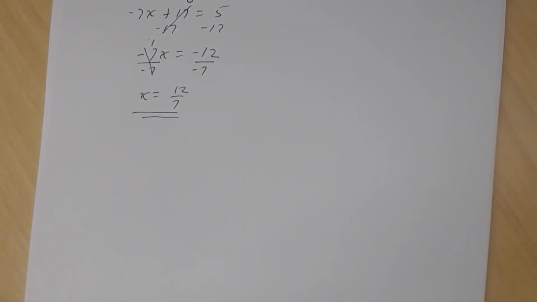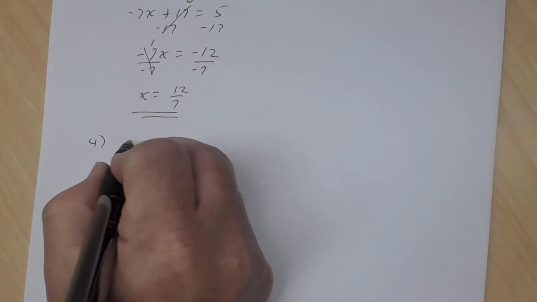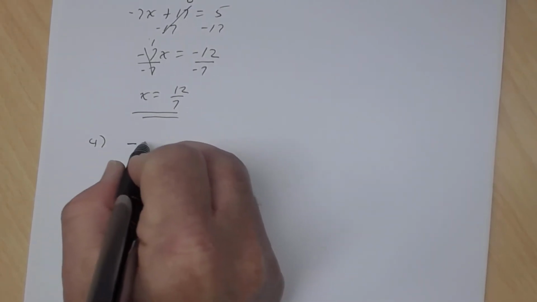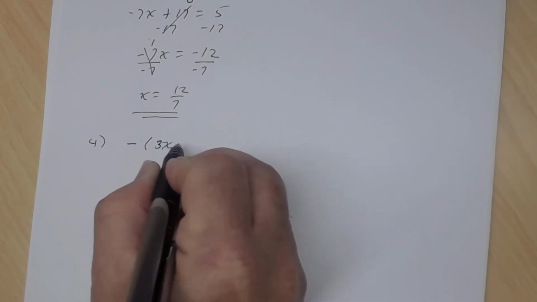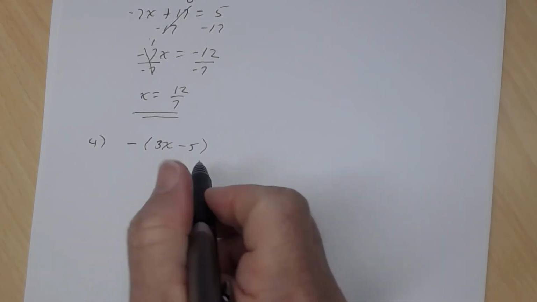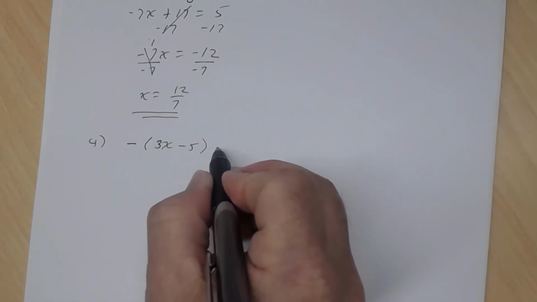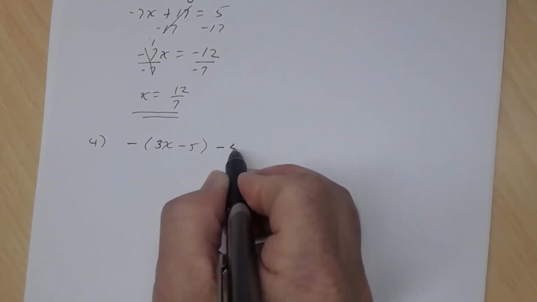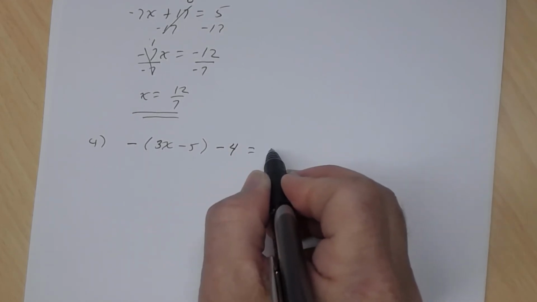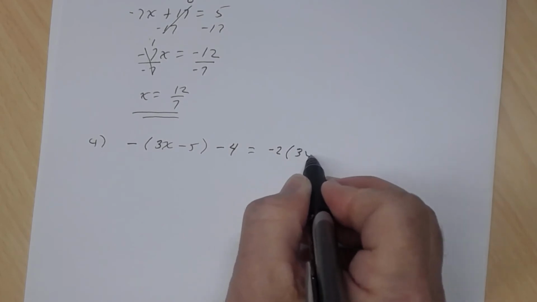Okay. Let's see. There's another one we can do. All right, let's do one more. So let's say we had this problem. All right, so negative, and then parentheses 3x minus 5, or you can read it as the opposite of 3x minus 5, same thing, minus 4 equal negative 2 times 3x plus 1.